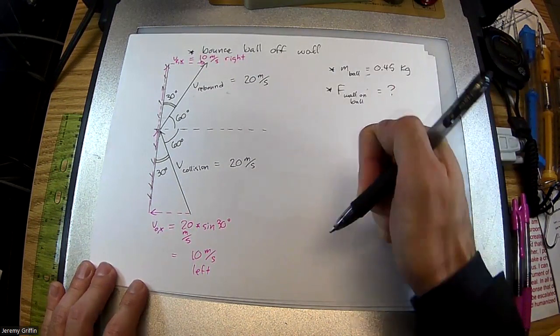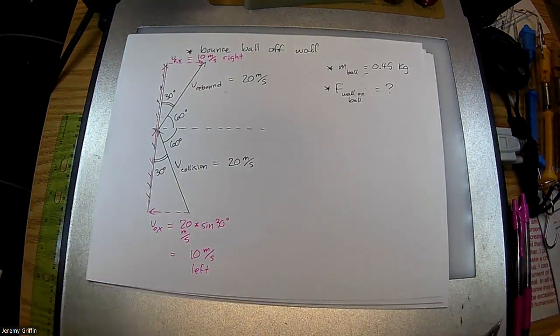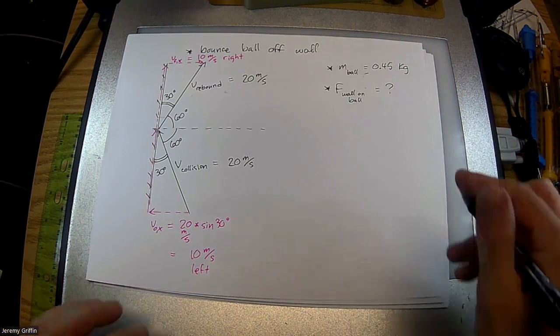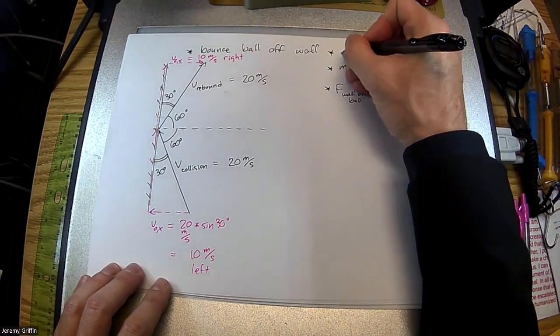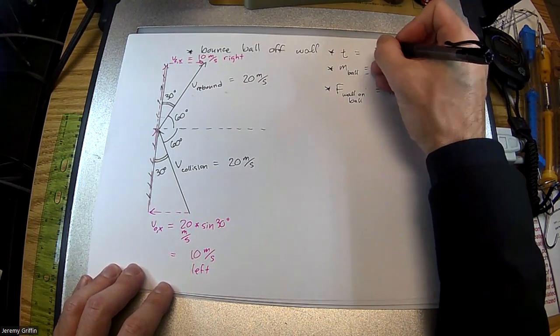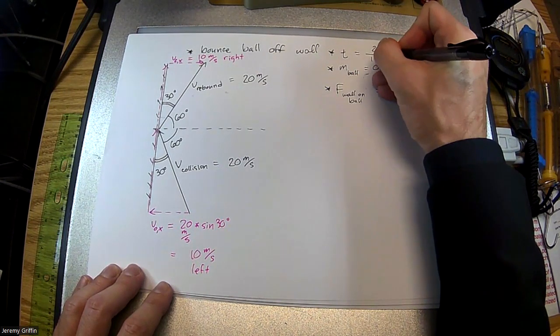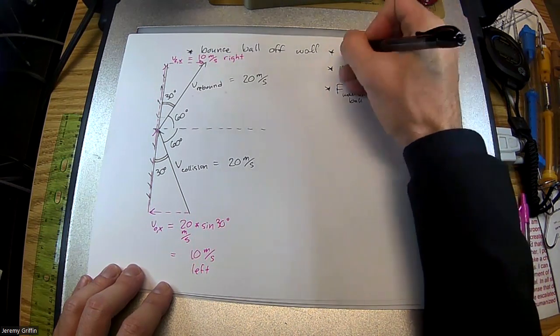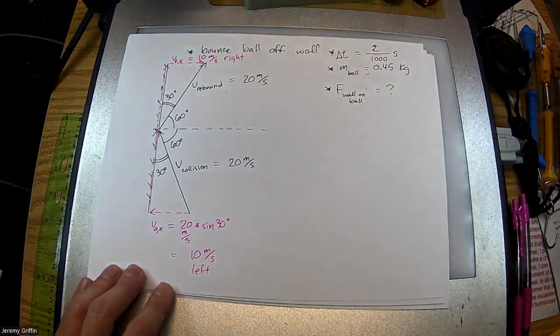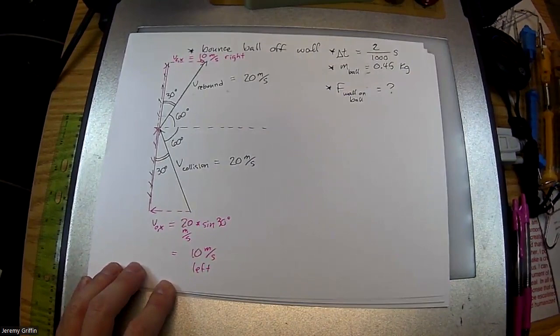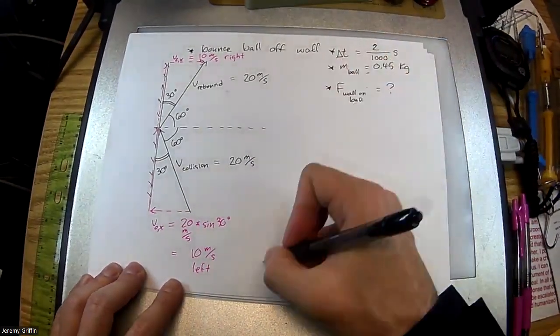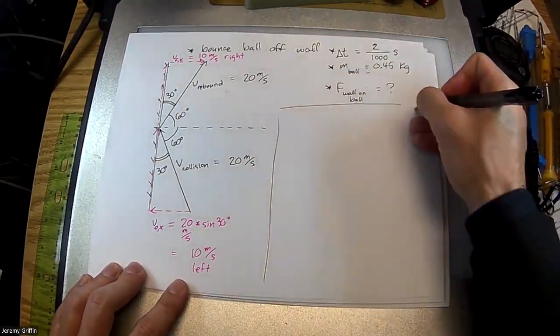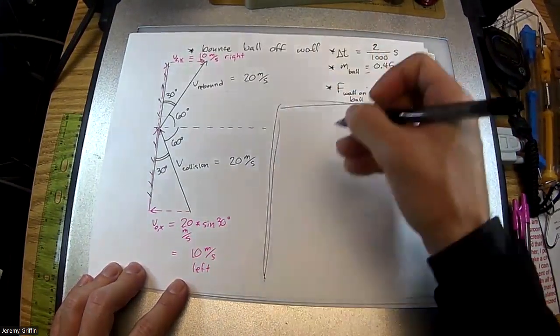Oh, I did forget to tell you guys one thing. There's one more thing you need to know before you can actually solve this. What is it? The time interval, the time of that collision. How about 2 milliseconds, so that's 2,000ths of a second. Here we'll call it delta t, the time of collision. So let's get the acceleration so that we can get the force.